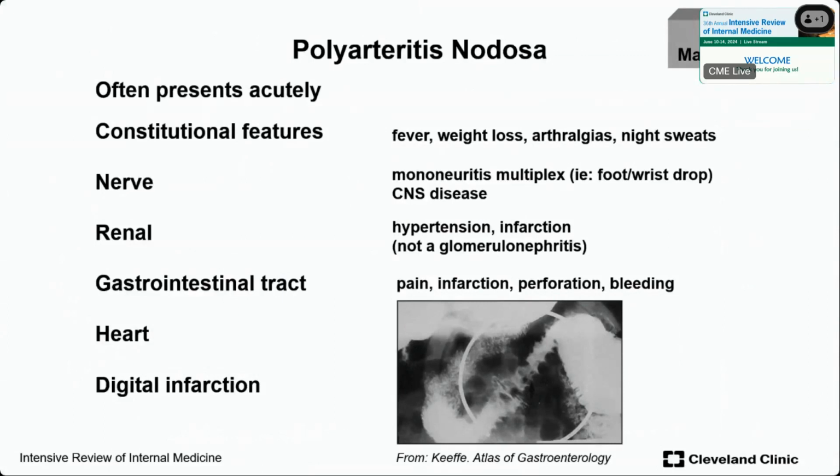Now, gastrointestinal tract involvement can represent one of the most important factors in terms of morbidity and mortality, and it can occur with pain, infarction, perforation, or bleeding. We can also see heart and digital infarctions as well.